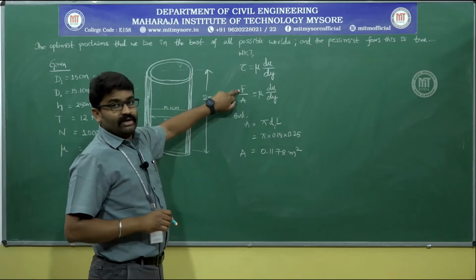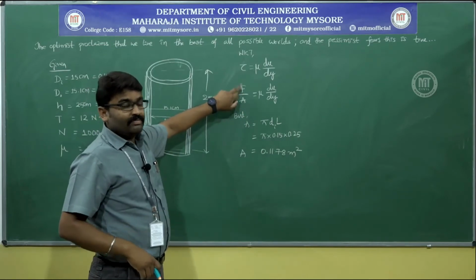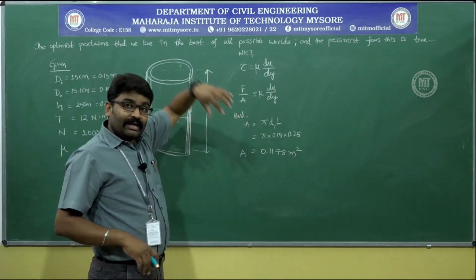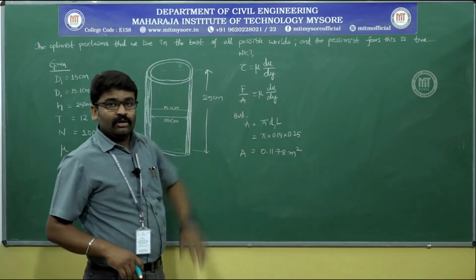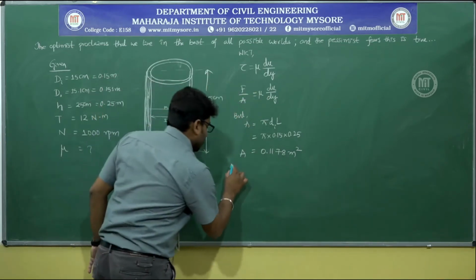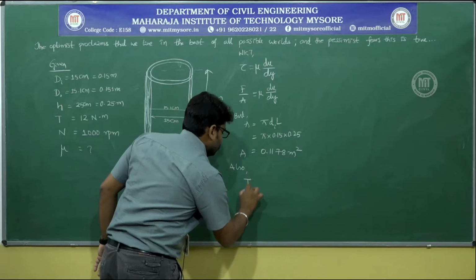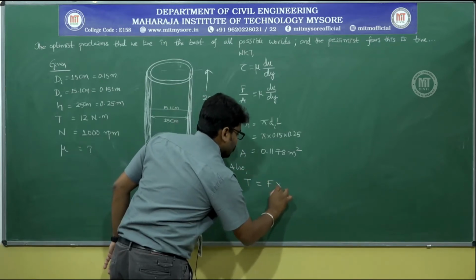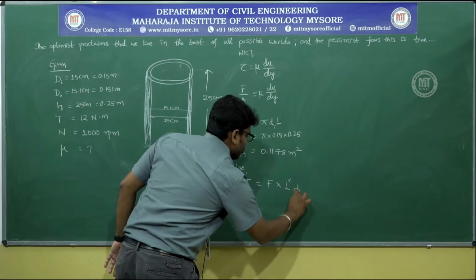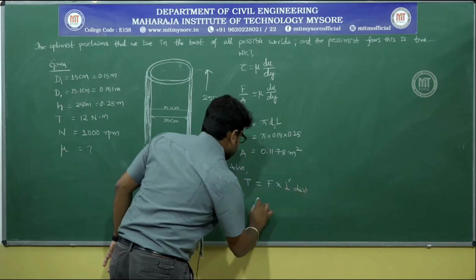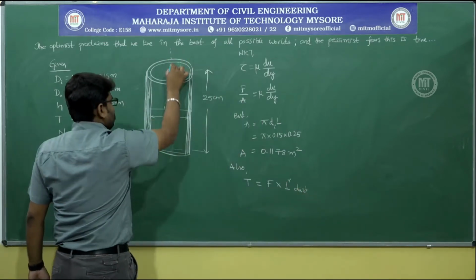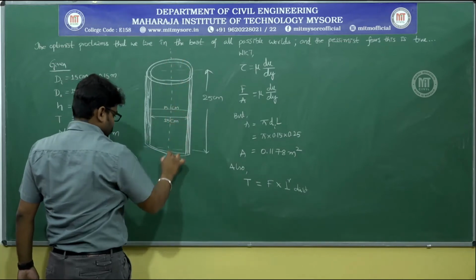Then you need to calculate what is F. How do I get F? F is nothing but hidden in the torque. Torque is equal to F into perpendicular distance. If you observe, this has to be the center of the cylinder.